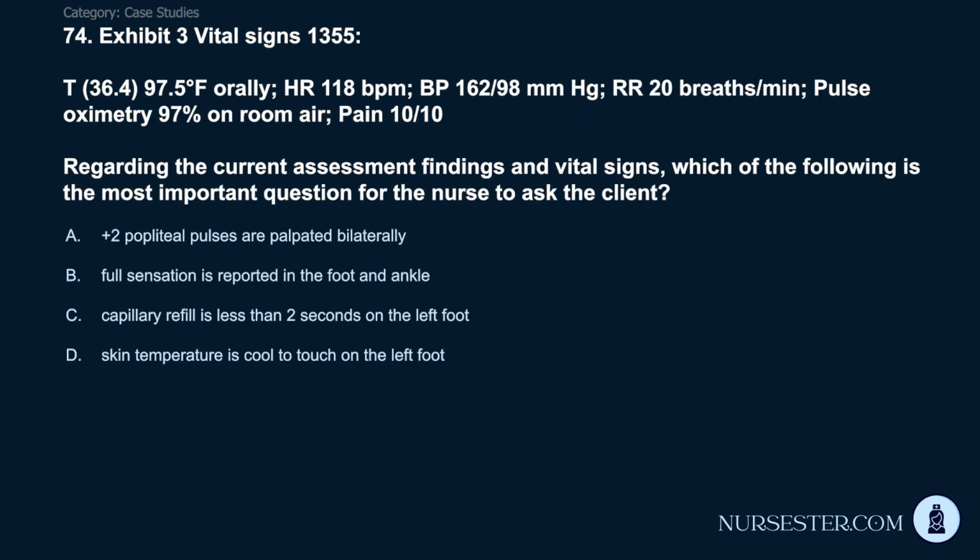74. Exhibit 3, Vital Signs 1355, T 36.4, 97.5 degrees Fahrenheit orally, HR 118 BPM, BP 162/98 mmHg, RR 20 breaths/min, pulse oximetry 97% on room air, pain 10/10. Regarding the current assessment findings and vital signs, which of the following is the most important question for the nurse to ask the client?